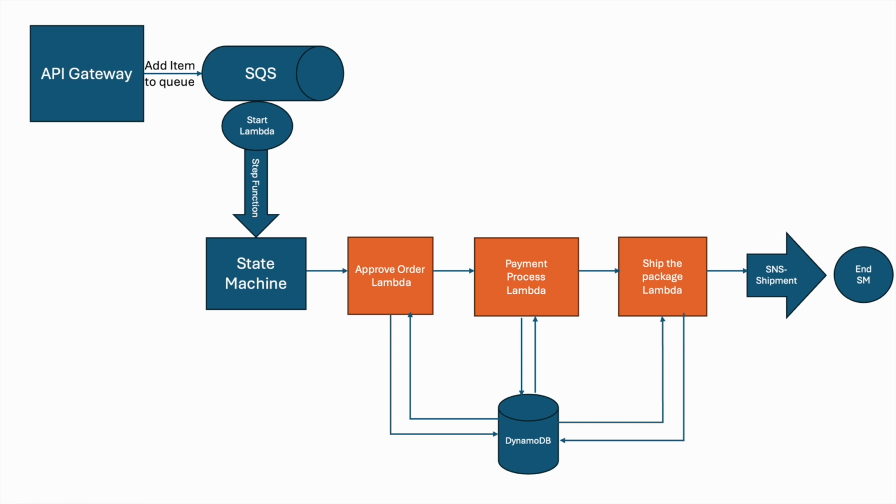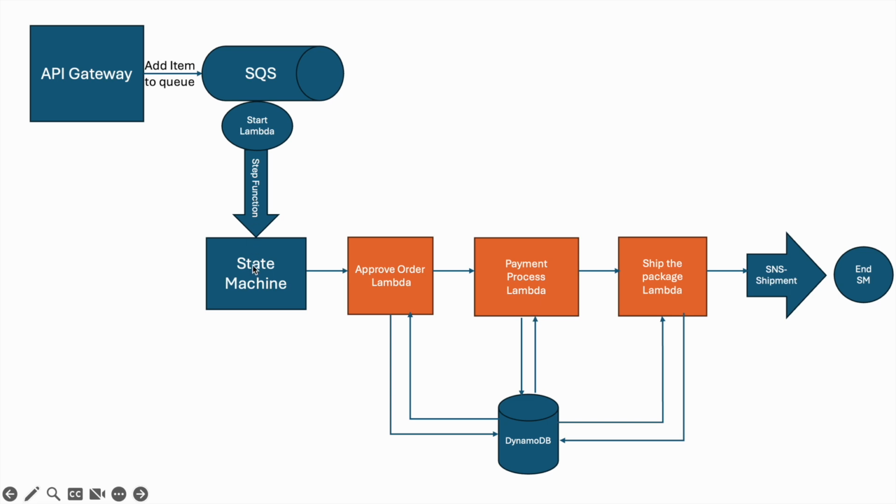that API, the request comes to the SQS as a queue message, and each message is configured with the Lambda trigger, and it triggers a Lambda. Once it triggers a Lambda, the Lambda goes and starts a state machine.